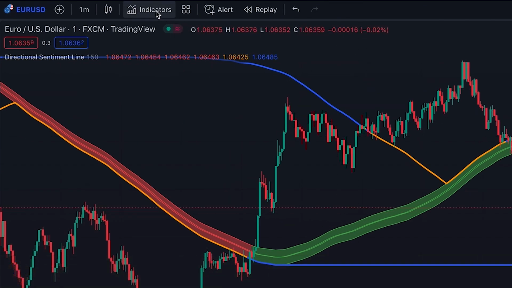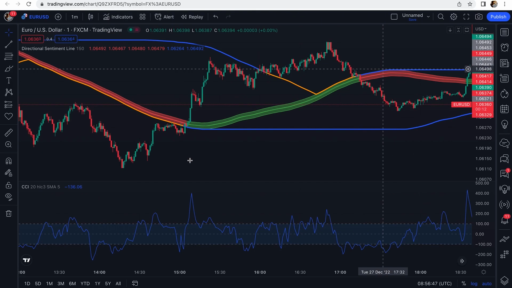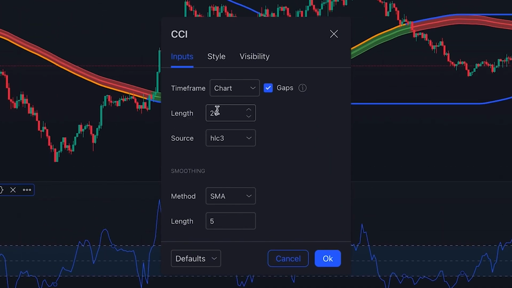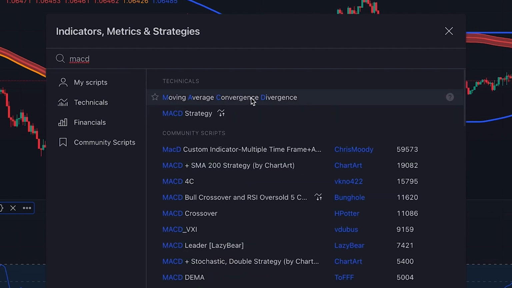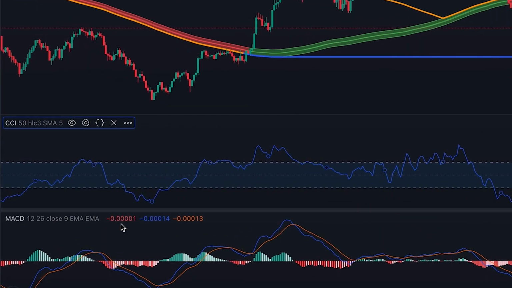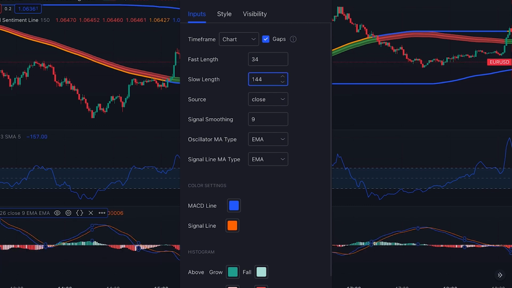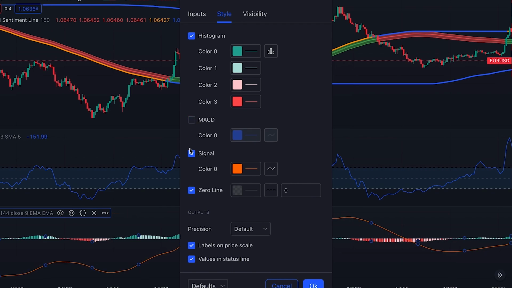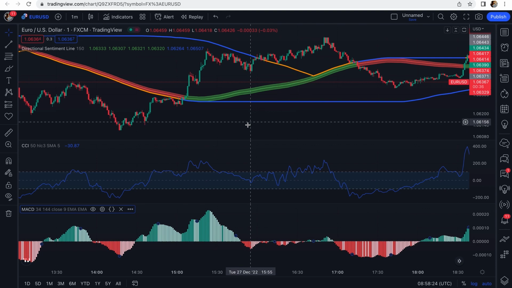The next indicator that we want to add is CCI, Commodity Channel Index, this one, and we must change its settings. Here for the length we set it at 50, and the last indicator that we want to add is MACD, Moving Average Convergence Divergence, and for MACD also we must change its settings. Here for the fast length we set it at 34, and for the slow length we set it at 144. In this strategy we only need histogram, so here in the style tab we uncheck MACD line and signal line. Everything is already set on the chart, and let's see how we trade based on this 1 minute scalping strategy.